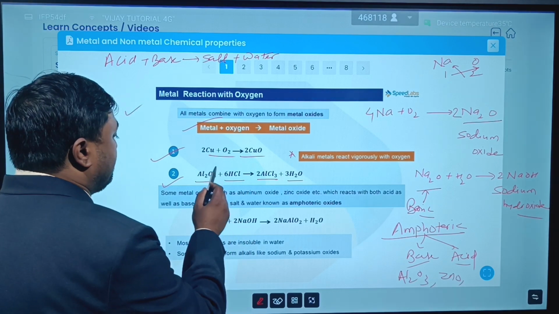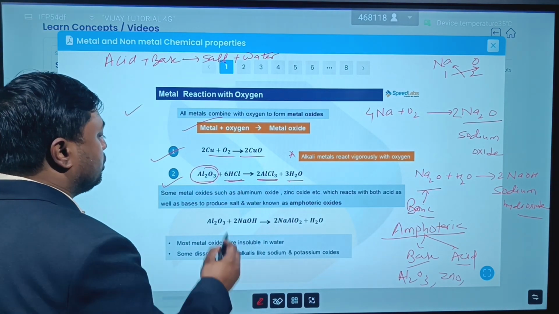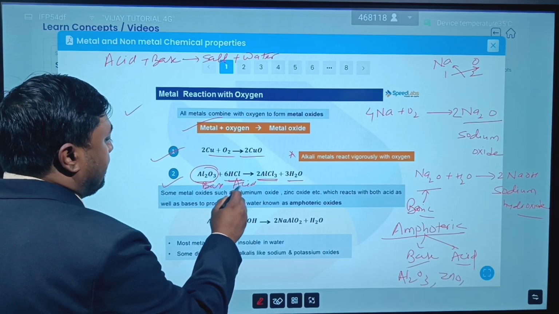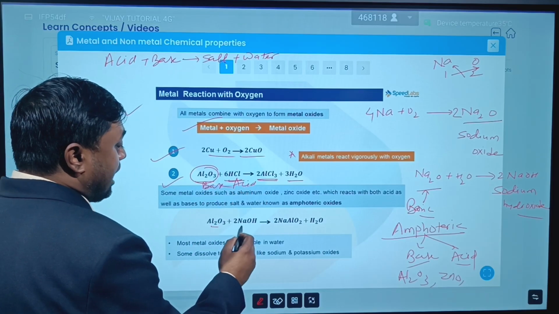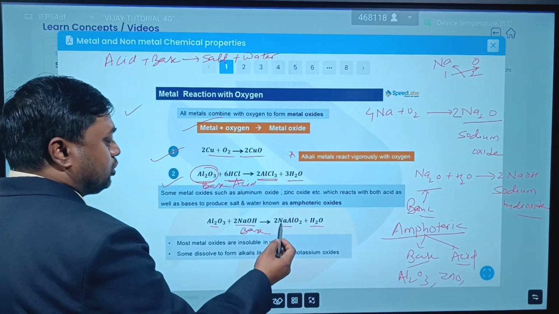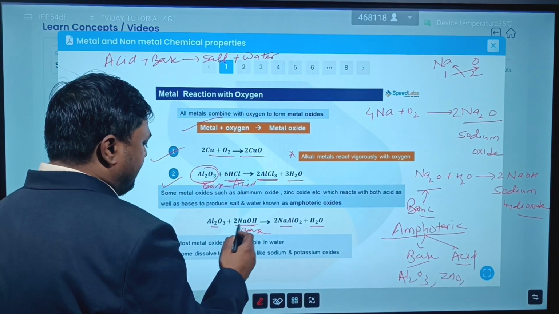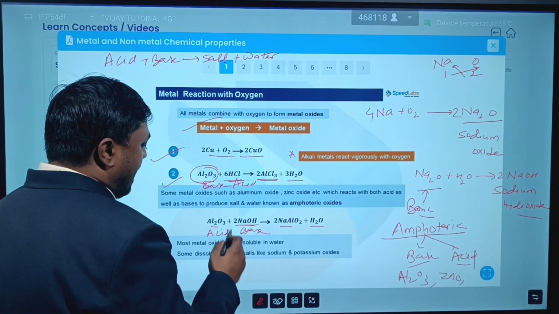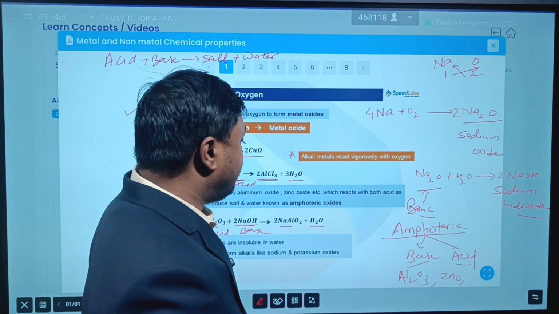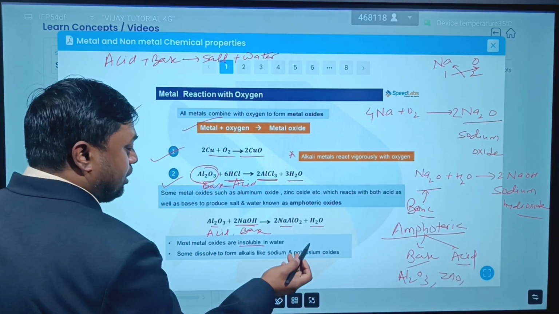You can see here aluminum oxide is reacting with acid, it gives you salt plus water, yes or no? So here it is acid, so aluminum oxide is acting as a base. In this equation aluminum oxide reacts with a base, it gives you salt plus water. Okay, what is the salt? NaAlO2, sodium aluminate. So here as it is a base, aluminum oxide is acting as an acid. So the same substance is acting as an acid as well as a base, that's why it is what? Amphoteric in nature.